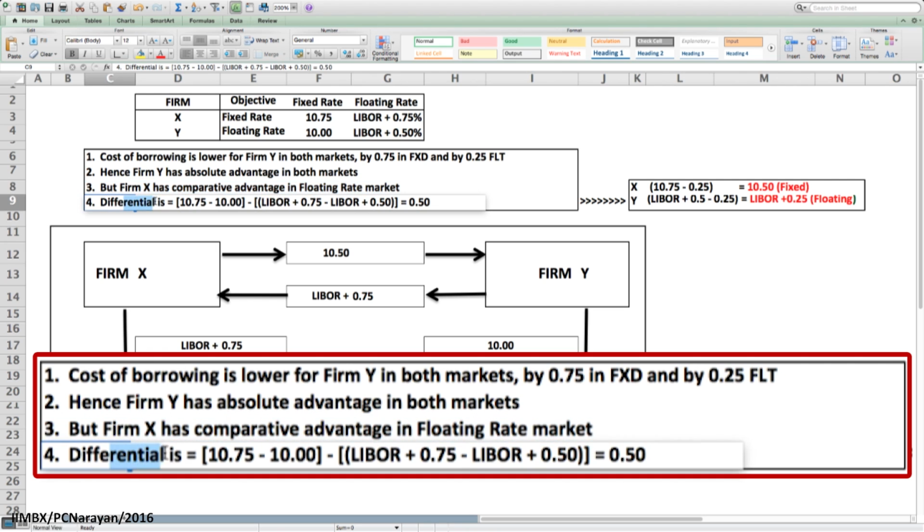The differential is 10.75 minus 10 on the fixed rate, which is 0.75, and in the LIBOR it is LIBOR plus 0.75 minus LIBOR plus 0.5. The net difference is 0.25. So 0.75 minus 0.25 would give you an effective differential of 0.50.